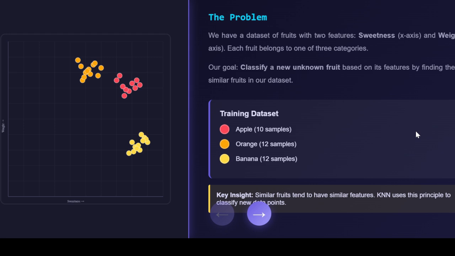10 samples of apple, 12 samples of orange and 12 samples of banana. Similar fruit tend to have similar features. KNN uses this principle to classify a new data point. Here we have two data sets, a training data set and a testing data set. The points visible on the screen are the training data sets.